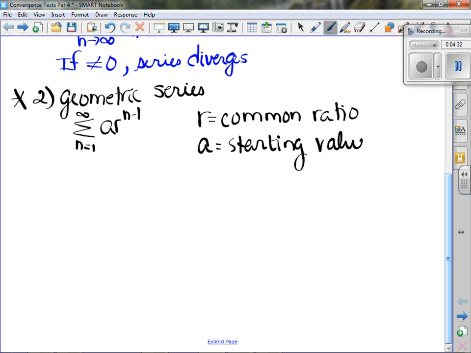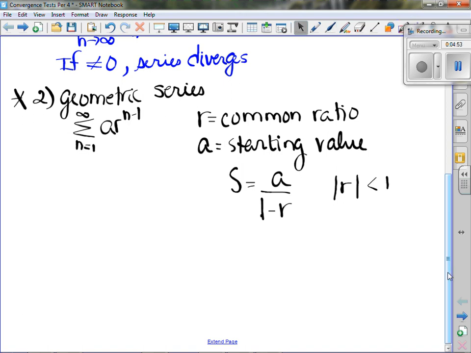Is there something where r has to be... Yes, for it to converge. You don't have to know what the sum of the first n terms is, but the sum is equal to a over 1 minus r, and the absolute value of r has to be, do you remember? Less than 1. So that's what it's going to converge to.